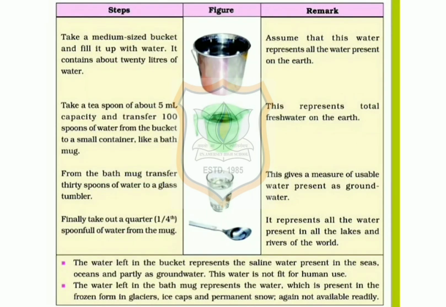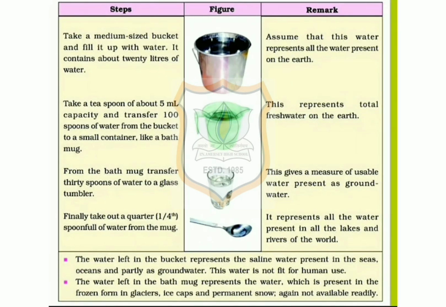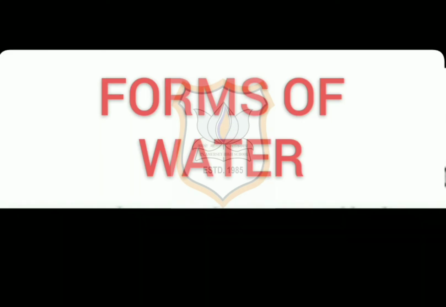So students, you will observe that if the total amount of water on the earth is 20 liters, then the total amount of fresh water on the earth is 1/4 spoonful. So the total amount of fresh water available on the earth is 0.006%. Now we will discuss forms of water.